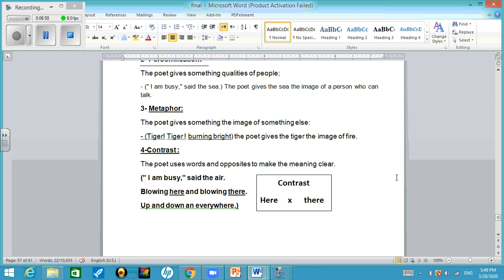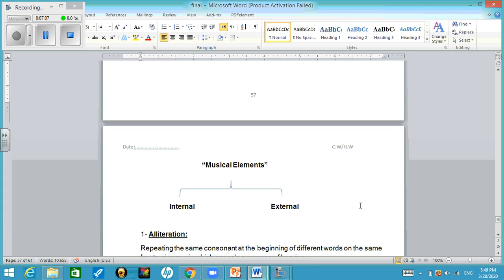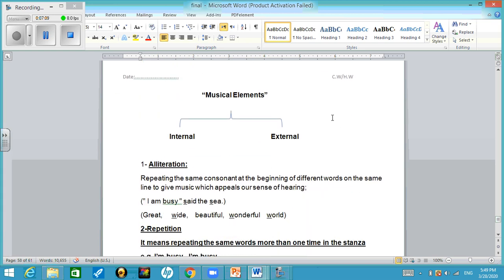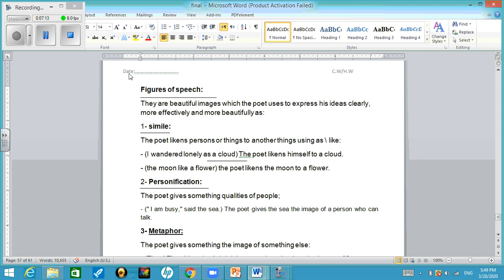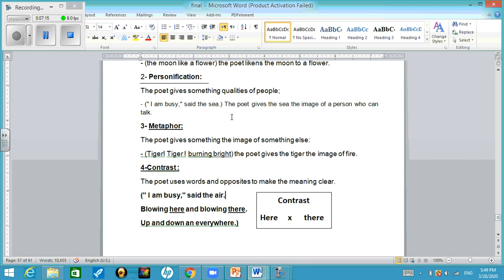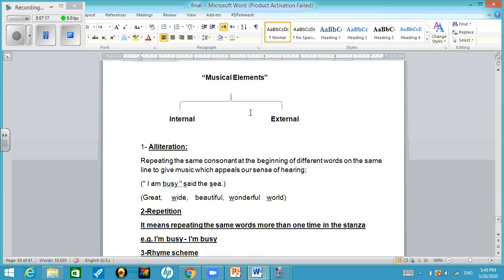Okay, another thing we have is up and down as well. As you can see here, up and down. So it is a contrast as well. Okay, next thing we have is the musical elements. So first we had the figures of speech, and now we have the musical elements.